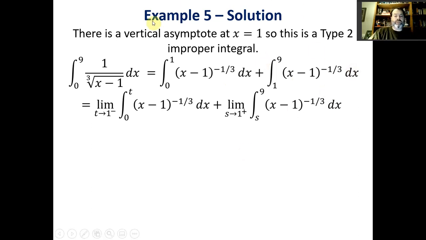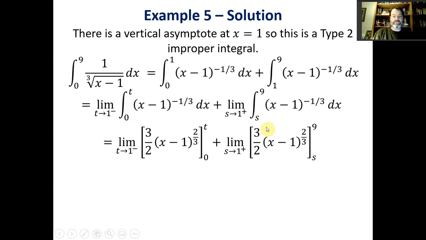Again, these are improper. So here I replace with t, and the limit is t to 1 from the left. And over here, I'm just going to use s, because I already used t over here. They're technically not the same limits, because this one's going to the right and this one's going to the left. So I'm going to call this s. You can call it whatever you want.